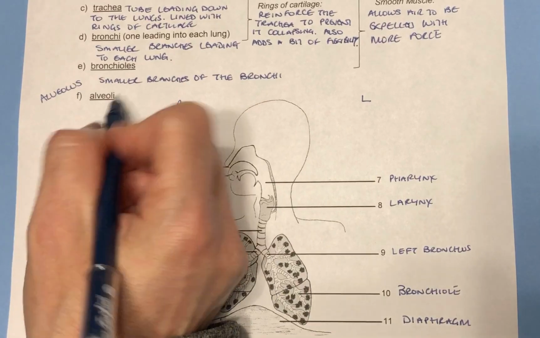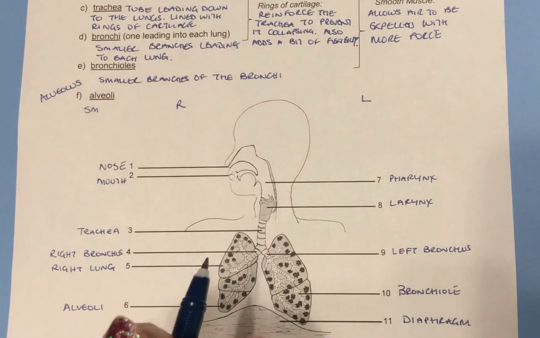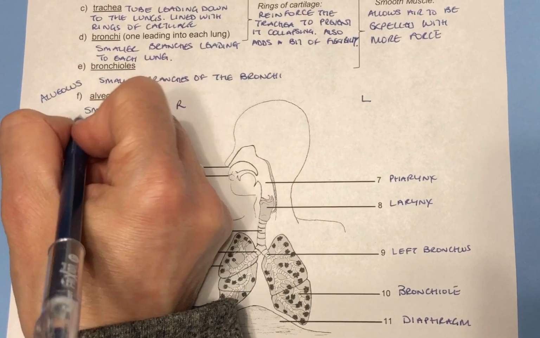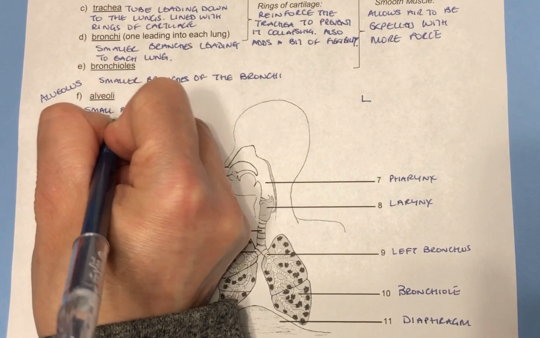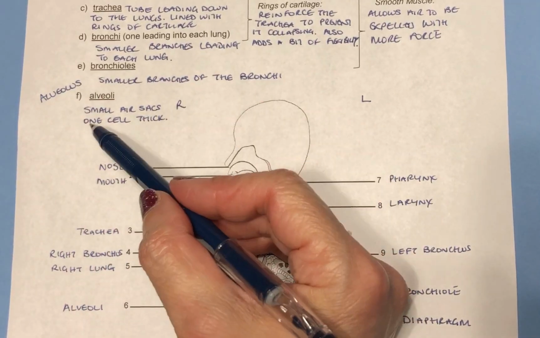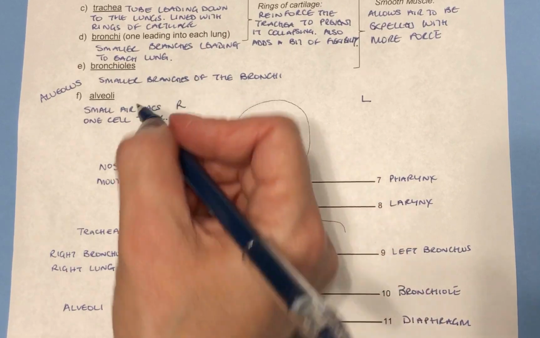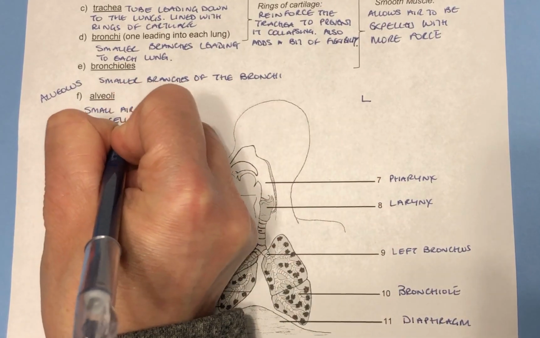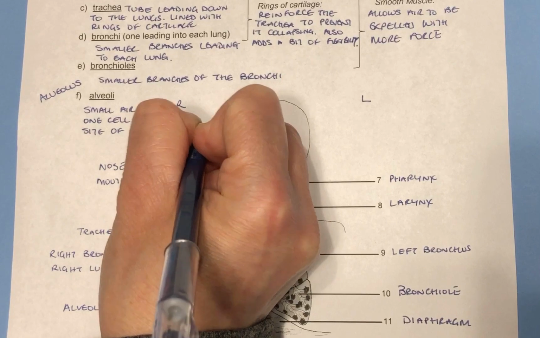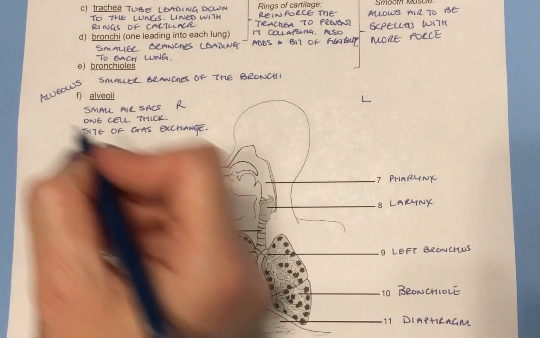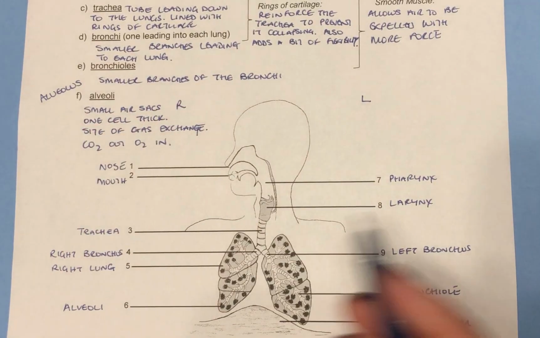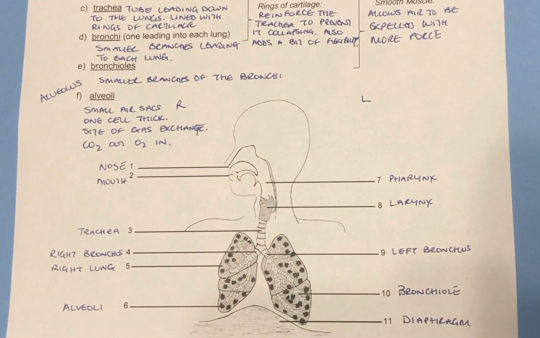So the alveoli are small air sacs. This is where the gas exchange happens. And the important thing is they are 1 cell thick, because we want diffusion to happen super fast. So 1 cell means it can get in and out quick. It is a site of gas exchange, with a G. So CO2 out, O2 in.